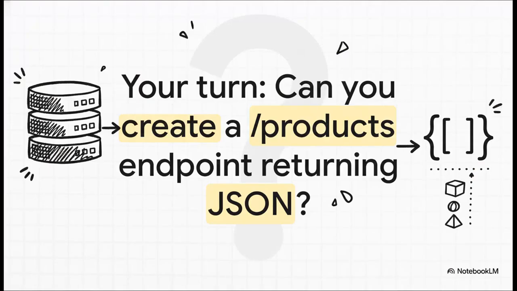All right, now it's your turn to take the wheel. Using everything we just went over, can you create a brand new endpoint at a /products path? The little twist here is to see if you can make it return a list of products, so an array, as JSON. Give it a shot. Seriously, the best way to make this stuff stick is to try it yourself.